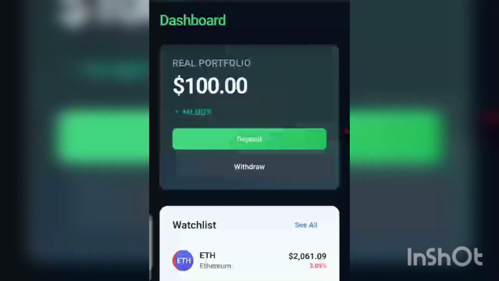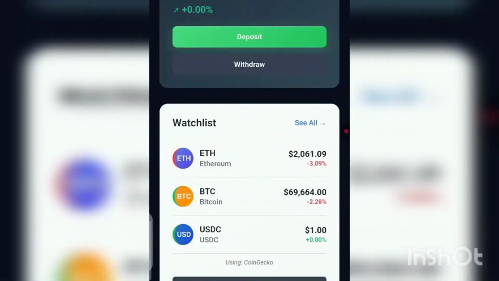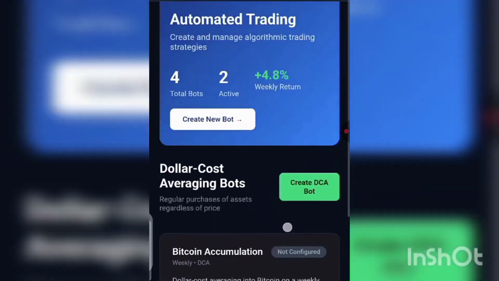Now this particular bot is automated. Once you deposit your money here, it trades for you. The strategy we are using is Bitcoin accumulation. It trades Bitcoin. Whenever the Bitcoin market is stable, it analyzes the market, and once the market is good for trading, it enters the market and makes a whole lot of money.